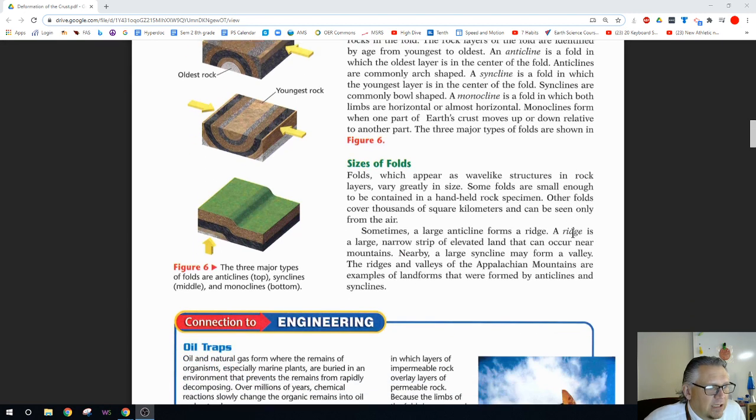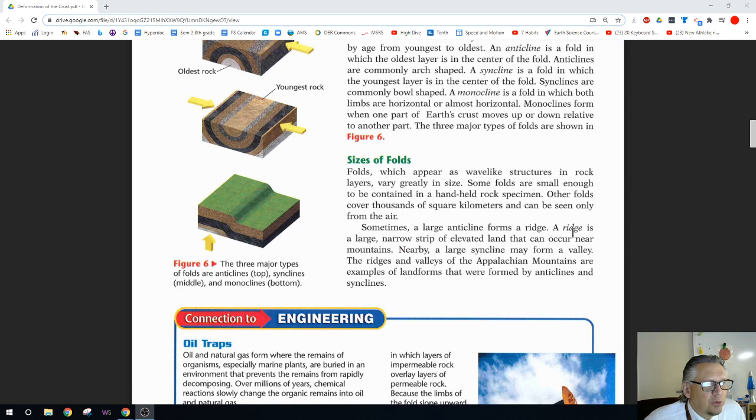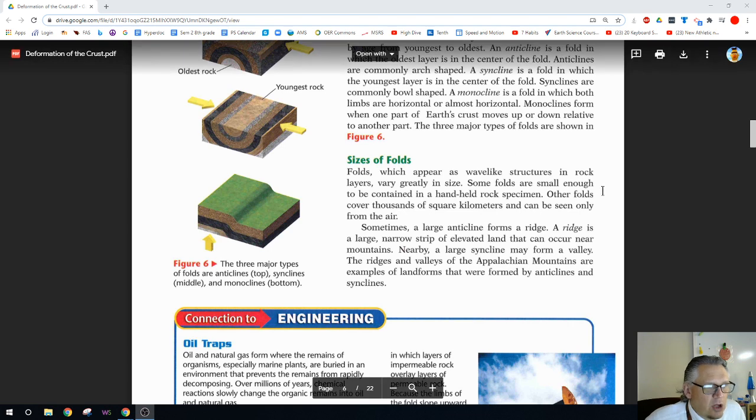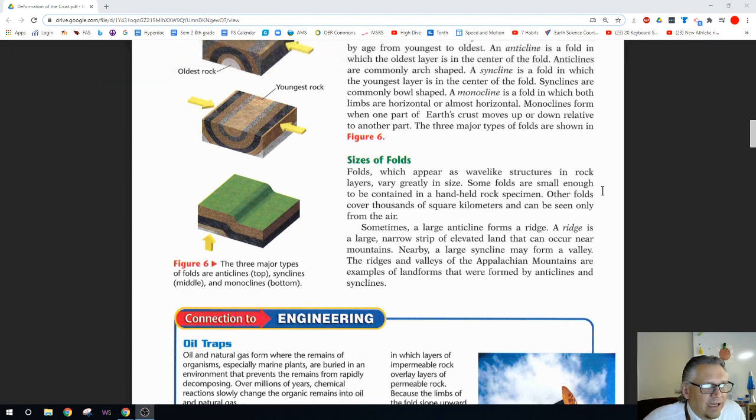Sizes of folds. Folds, which appear as wave-like structures in rock layers, vary greatly in size. Some folds are small enough to be contained in a handheld rock specimen. Other folds cover thousands of square kilometers and can be seen only from the air. Sometimes a large anticline forms a ridge.